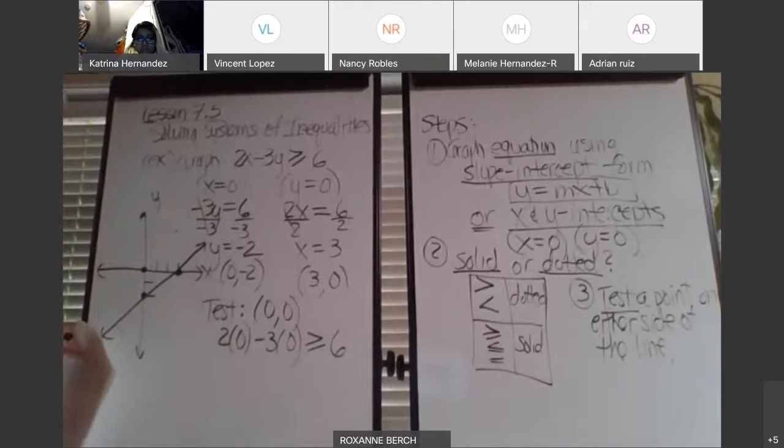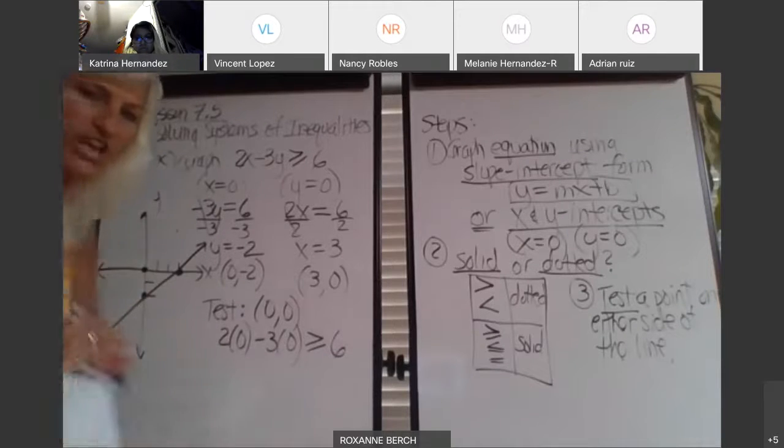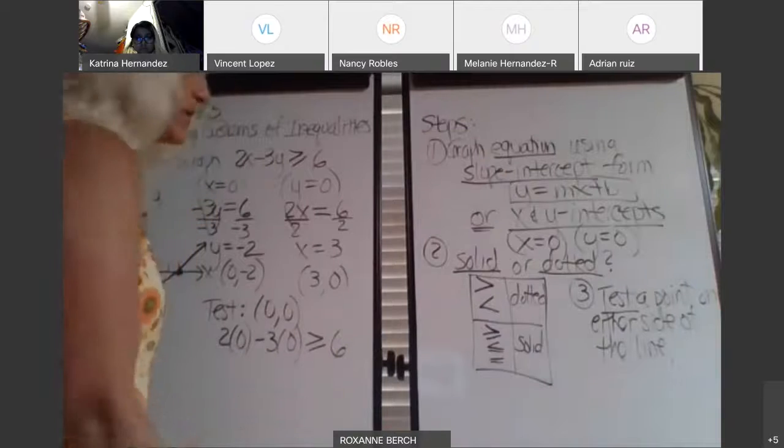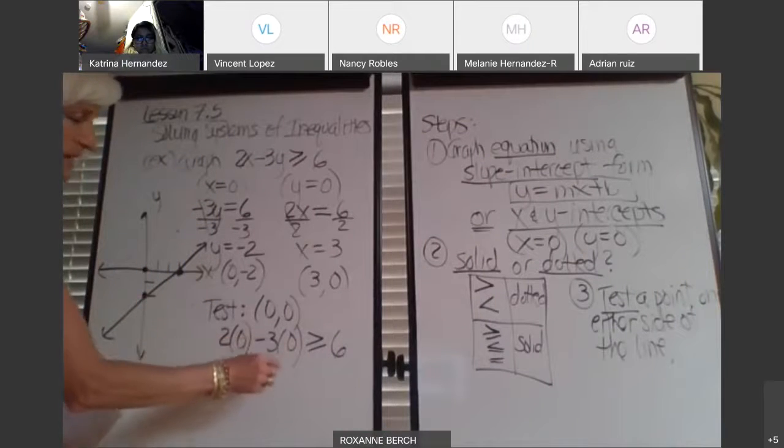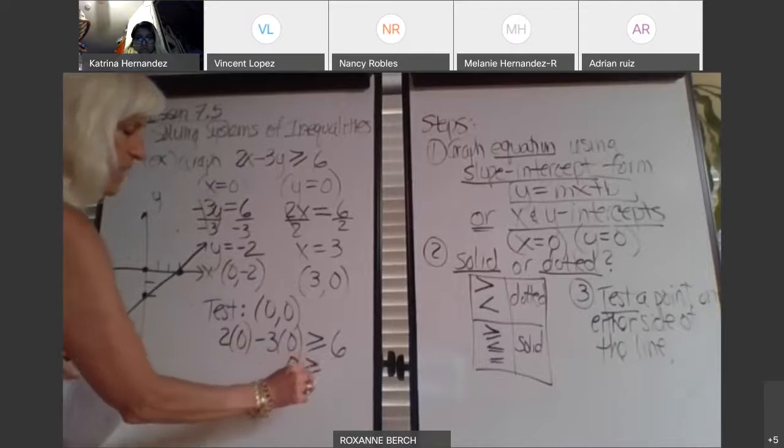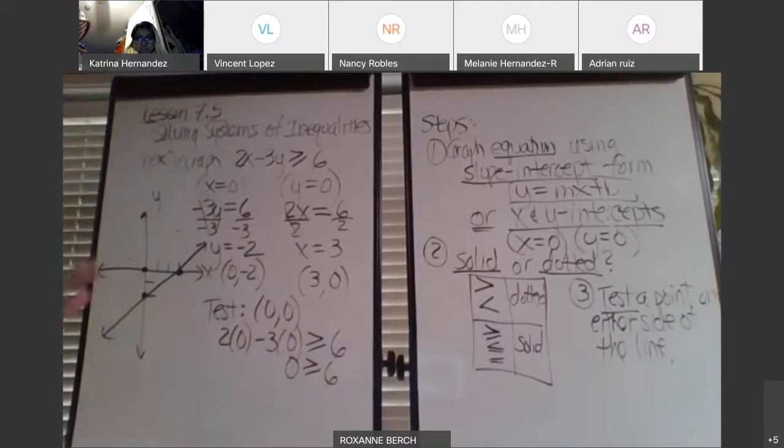Now, if this is a true statement, we're going to shade him and his friends. If it's a false statement, don't shade it. So it's real simple. Let's see what happens here. 2 times 0, minus 3 times 0. Is 0 greater than or equal to 6? No. So that means do not shade him. So that means everybody over here is going to fail.